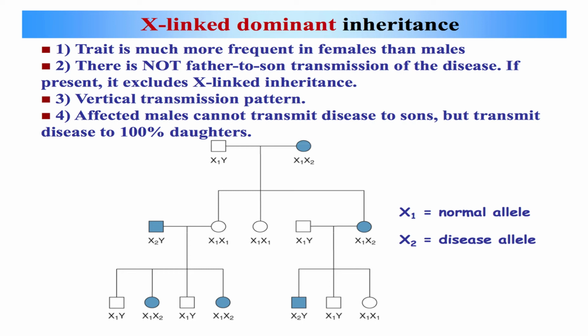we can see in the third generation only females are affected, because females have the diseased allele, that is the X2, but the diseased allele is not carried forward to their sons. So we can conclude that affected males cannot transmit disease to their sons.